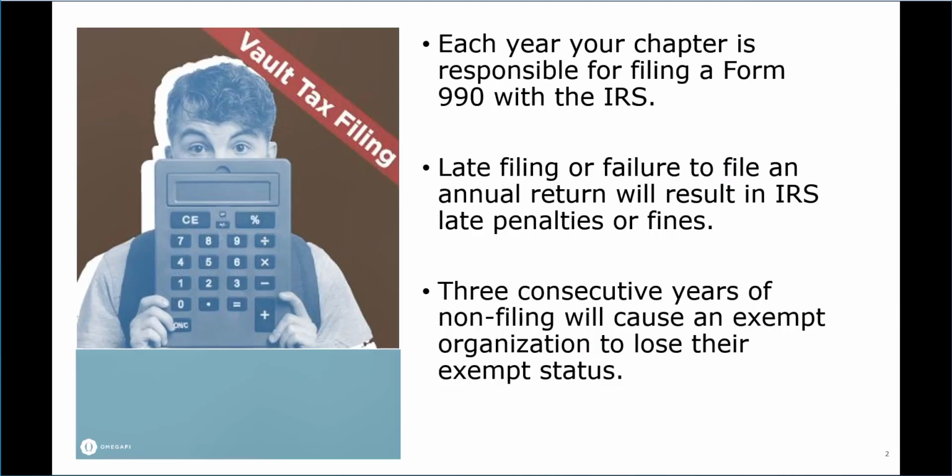Each year, your chapter is responsible for filing a Form 990 with the IRS. Late filing or failure to file an annual return will result in IRS late penalties or fines. Three consecutive years of non-filing will cause an exempt organization to lose their exempt status.